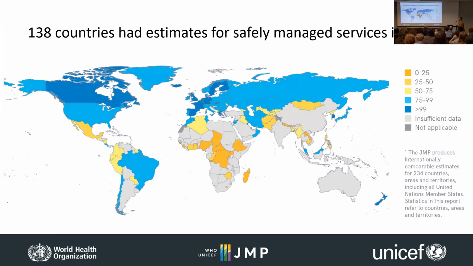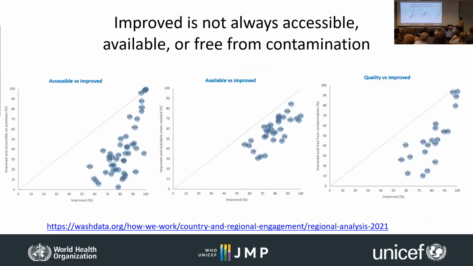So with that database, we had enough data to produce estimates for 138 countries or territories for safely managed services. You can see from the map that the higher income countries tend to have more data on water quality, and big gaps in Africa, also in Asia and Australia. Federal states are always difficult.